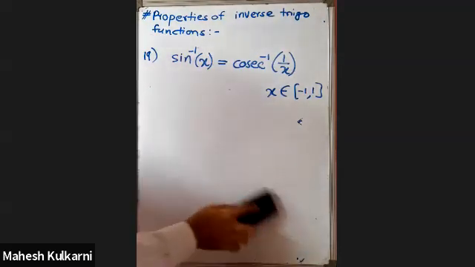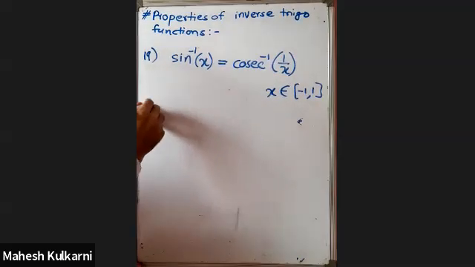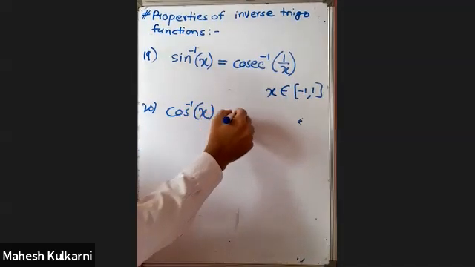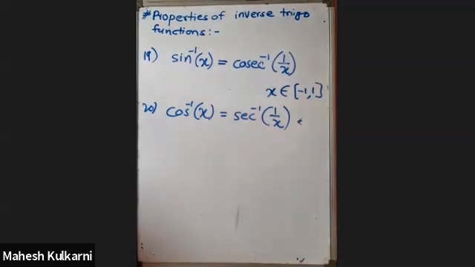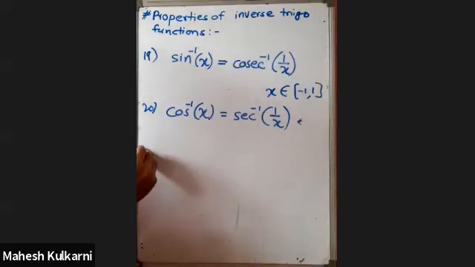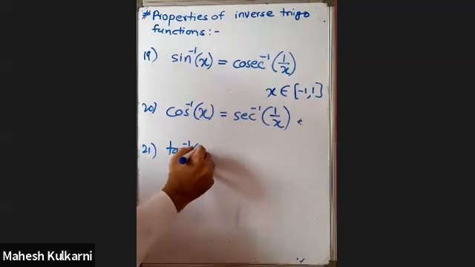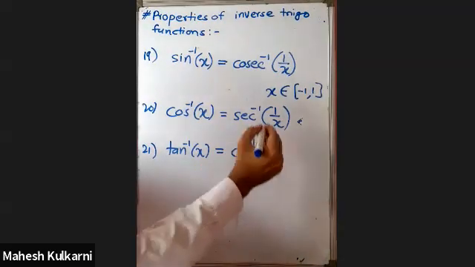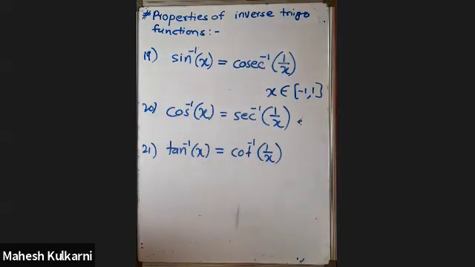So can we prove a similar property for cos inverse? Yes. Now take the next one. Cos inverse of x must be equal to sec inverse of 1 upon x. Cos and sec, you know the relation between cos and sec. And similarly, the third one, we can write tan inverse of x is equal to cot inverse of 1 upon x.